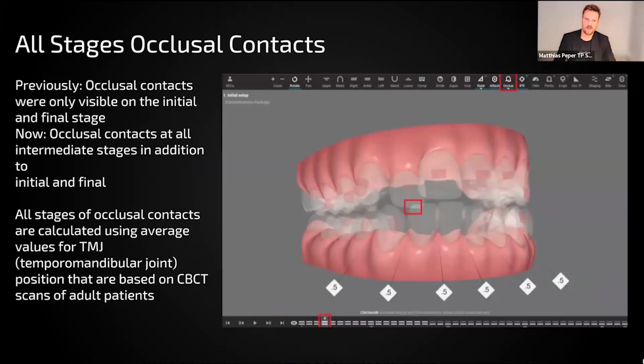All stages occlusal contacts. Yes, now it's available with Invisalign, and we are so lucky that now today we have this activation tool. Previously, the occlusal contacts were only visible on the initial and final stage. Now, occlusal contacts at all intermediate stages in addition to initial and final. So all stages of occlusal contacts are calculated using average values of TMJ position that are based on CBCT scans of adult patients. So yeah, they just use the data and it's a calculation. And for us, it really makes sense.